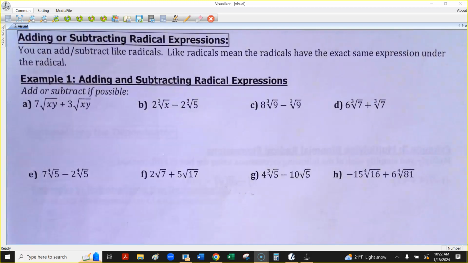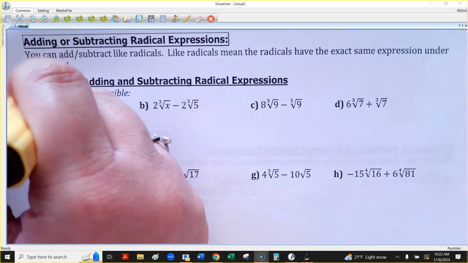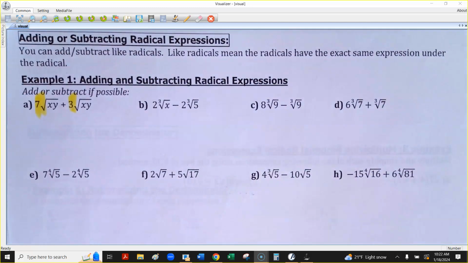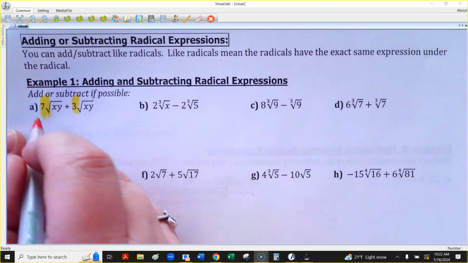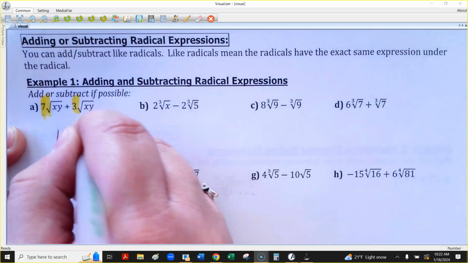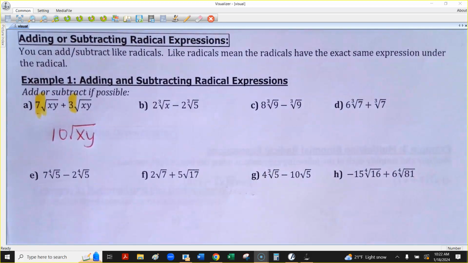All right, so I have 7 times the square root of xy and 3 times the square root of xy. See how it says square root of xy? Those are identical. Literally all you do is take the two numbers. I have 7 here, 3 here, so you have 10 square roots of x times y. That's all you have to do.